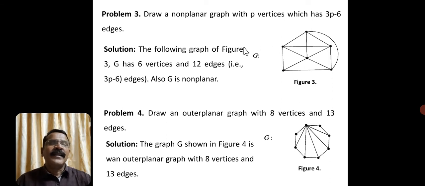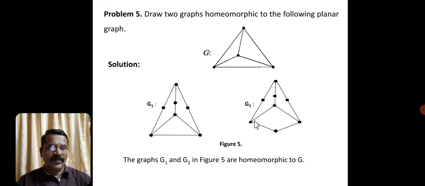Then already 8 vertices, if you form a cycle, there will be 8 edges. 8 vertices, 8 edges. So still we need to join some other non-adjacent vertices. Okay, so if you join the non-adjacent vertices, then you will get an outer planar graph with 8 vertices and 13 edges. Okay, so very simple solution for this problem.